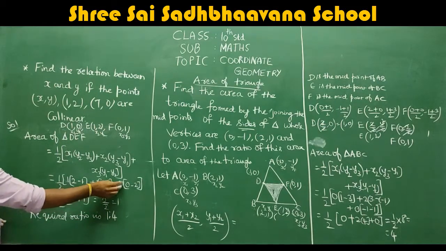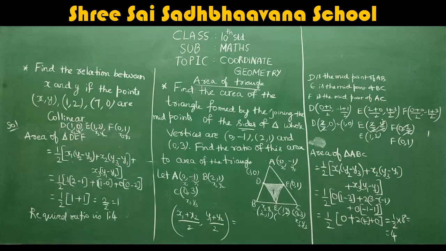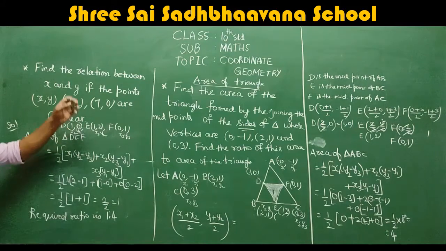Again here we have one term which is having 0, so that you can eliminate. So 2 minus 1 is 1, 1 into 1 is 1, and 1 minus 0 is 1, 1 into 1 is 1. 1 plus 1 is 2, 2 by 2 is 1. So we got the area of triangle DEF as 1.